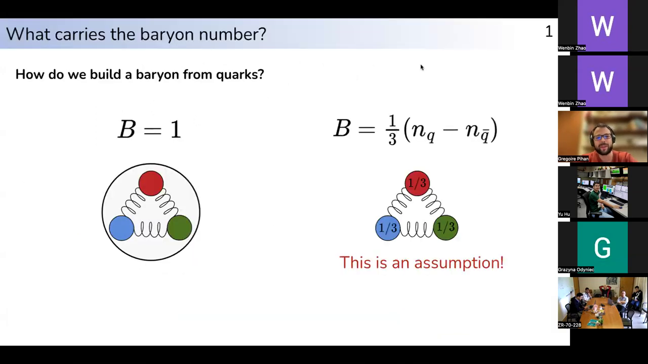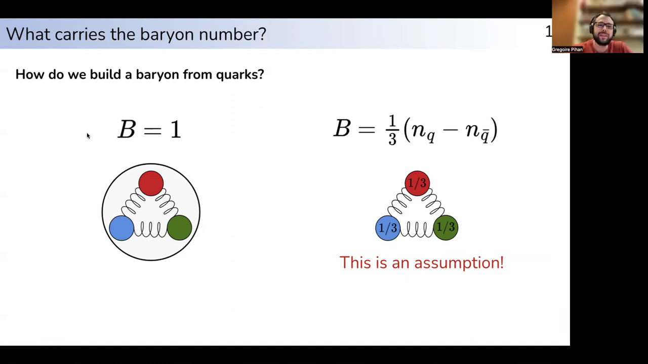So, the main question of this talk, and I hope we will have some answers at the end, even though I think it's quite complicated, is: what carries the baryon number? And the previous question from that is, how do we build a baryon from quarks? So if you have 3 quarks, how do you build a baryon from that? We basically associate baryon number 1 to a baryon made of 3 quarks. But the fact that we associate 1/3 of baryon number to each quark, this is an assumption.